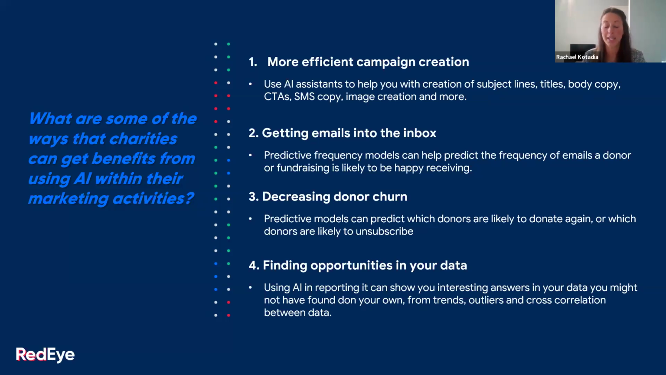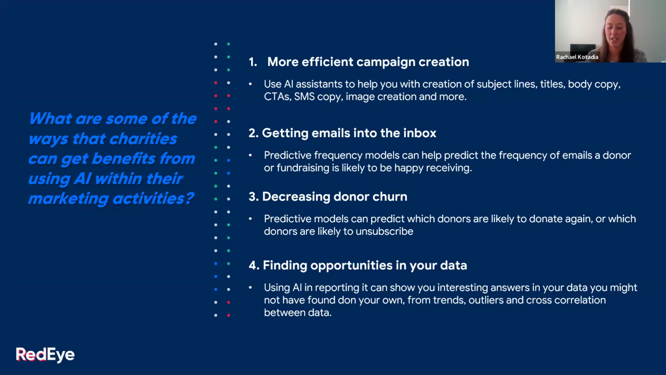So for example, it can help you be more efficient with your campaign creation. As Will was just saying, Gen AI and AI assistants within marketing platforms can help you with things like creating your campaigns, thinking of your subject lines, writing your body copy, giving you CTA ideas, writing your SMS copy, even the imagery needed. All of that is there to help you be more efficient with the time and resources that your marketing team has.